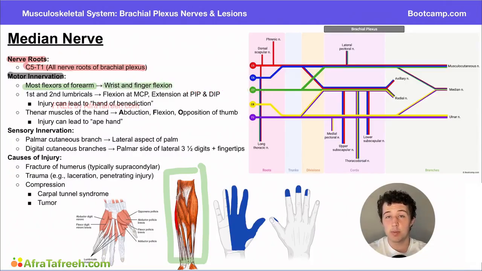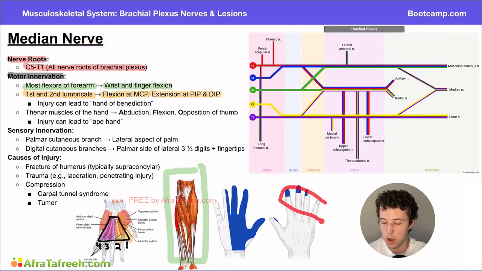Additionally, the median nerve is responsible for innervation of the first and second lumbricals of the hand. The lumbricals are these worm-like muscles in the hand, and similar to the flexor digitorum profundus, will be split innervated between the median nerve and the ulnar nerve. The median nerve will innervate lumbricals 1 and 2, located here on the radial side of the hand, and the ulnar nerve will innervate lumbricals 3 and 4 here on the ulnar side of the hand. The action of the lumbricals is to flex at the metacarpophalangeal joint here and to extend at the proximal and distal interphalangeal joints up here.